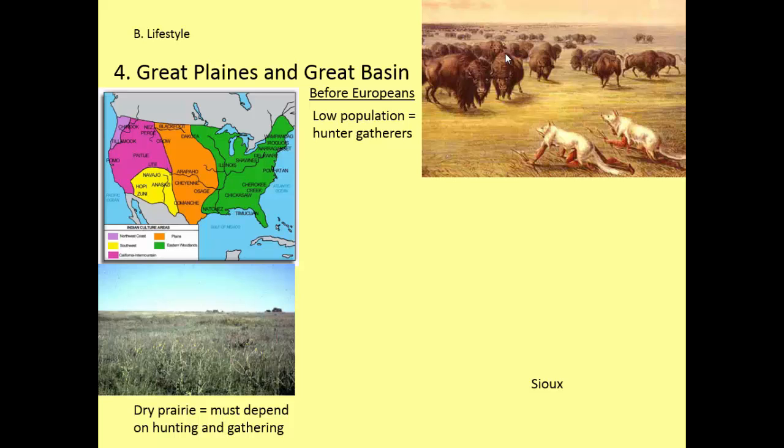And they're not very successful hunters because these buffalo are large, powerful animals, and so they have to sneak up on them. They do have bows and arrows, but it's going to take a lot of arrows to kill one of these buffalo, and it's very dangerous. And so the population of the Great Plains is going to be pretty low until the Spanish come.